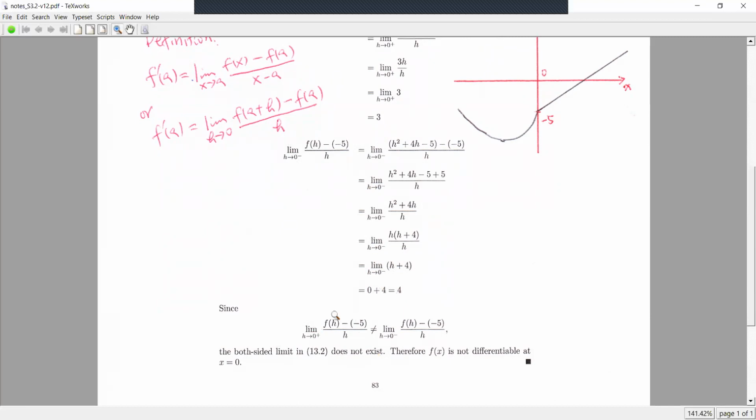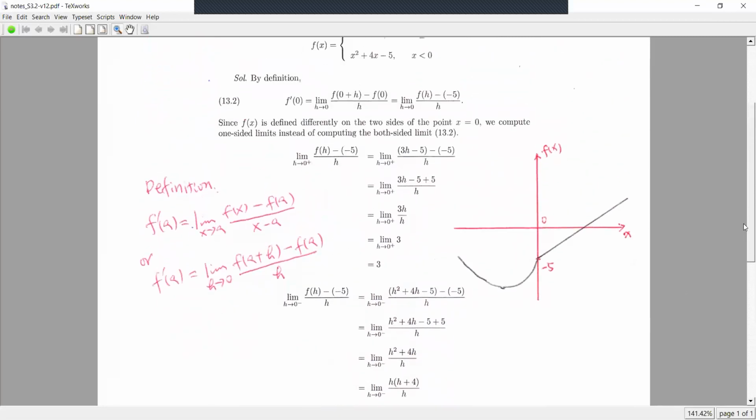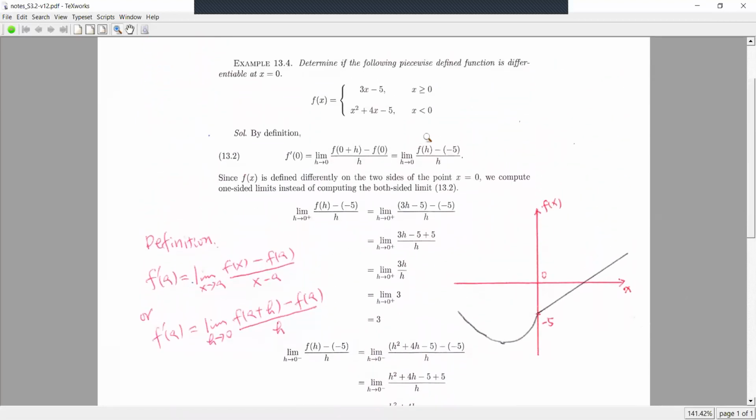Because right-hand side limit is number 3. Left-hand side limit is different. So left-hand side limit and right-hand side limit are different. Therefore, the two-sided limit, this limit doesn't exist. Therefore, derivative of the function at 0 doesn't exist. So this function is not differentiable at the point 0.